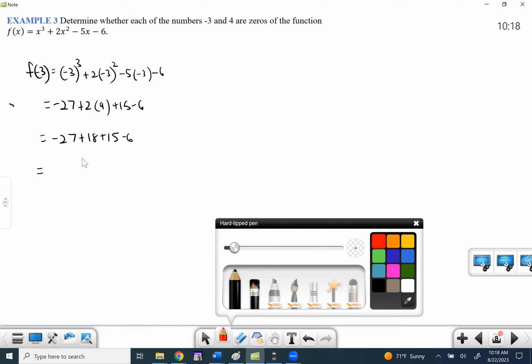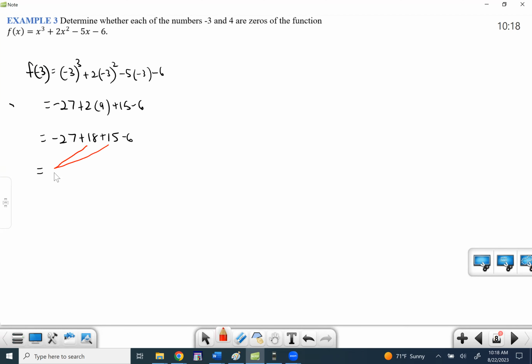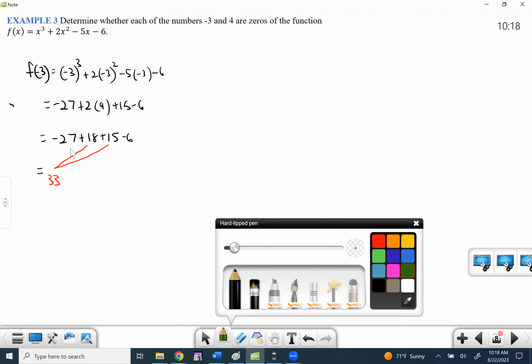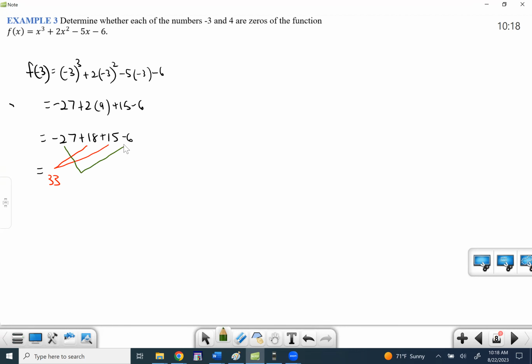Okay, so what I mean by that is I'm going to go ahead and get the positives. So 18 plus 15 is 33, okay? And then I like to get my negatives. So 27 plus 6 is also 33, but this will be negative because they were both negatives. That's your 0, you guys. So it looks like this is indeed going to be 0. So our conclusion, negative 3 is a 0 of f.